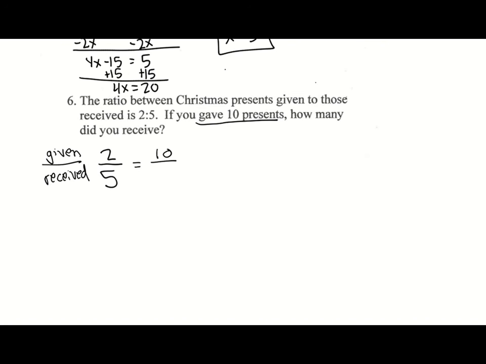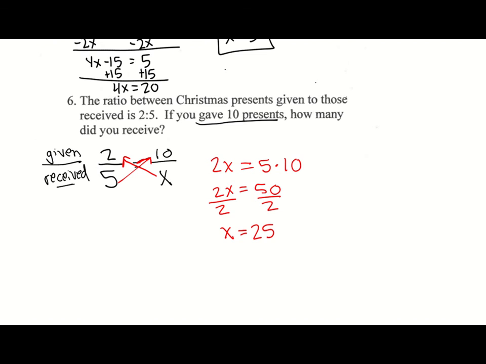I want to know how many I received. So that is going to be my x. My received is the unknown. So now I have my proportion set up. My two ratios are equal to each other. I can cross multiply. 2 times x is equal to 5 times 10. Well, I know 5 times 10 is 50. If I divide both sides by 2, I get x equals 25. So that means I received 25 presents.